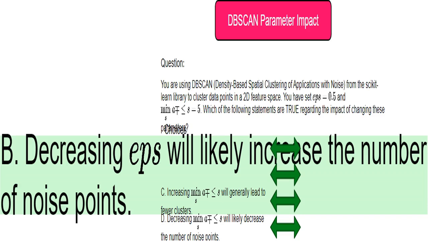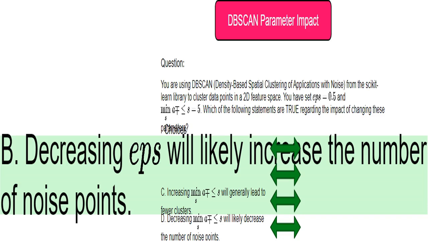If I decrease EPS, I'm shrinking the radius around each data point. This means it's harder for points to be considered neighbors and thus be included in a cluster. Consequently, I expect more points to be left out, classifying them as noise points. Think of it like this. If I'm looking for friends within a smaller radius, I'm going to have fewer friends, and more people will be lonely, noise points.